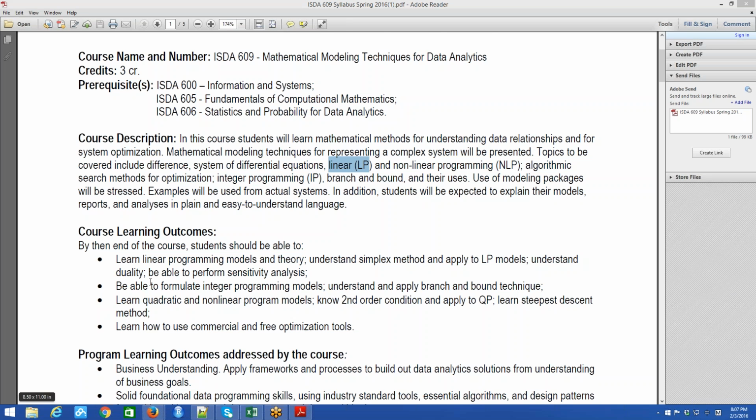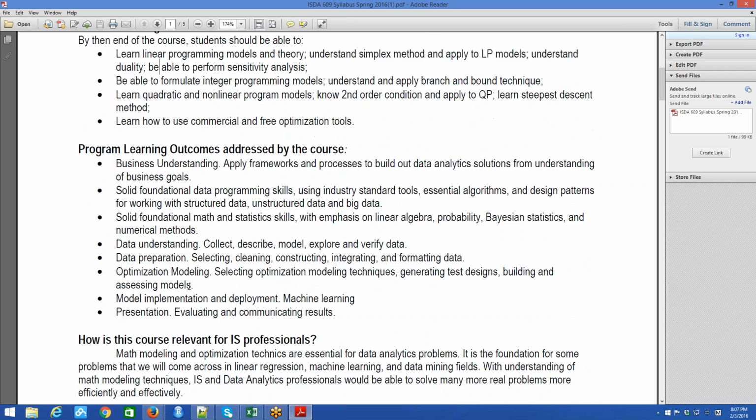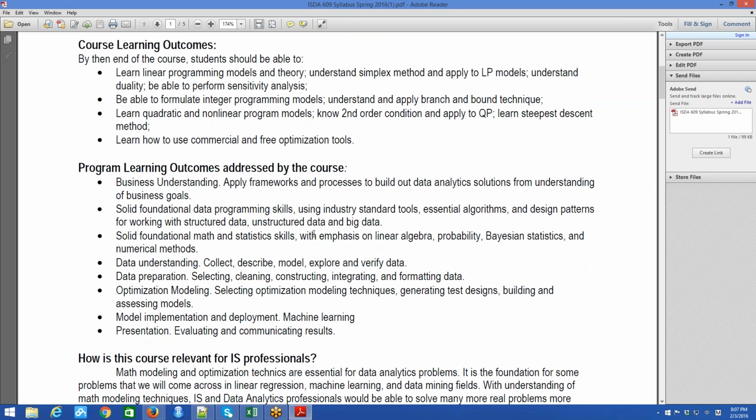Okay, and then look at the course learning objectives. We're going to study linear programming. We're going to formulate LP models, which is linear programming, and use the simplex method to solve it, and understand duality and be able to perform some sort of sensitivity analysis for the LP model.